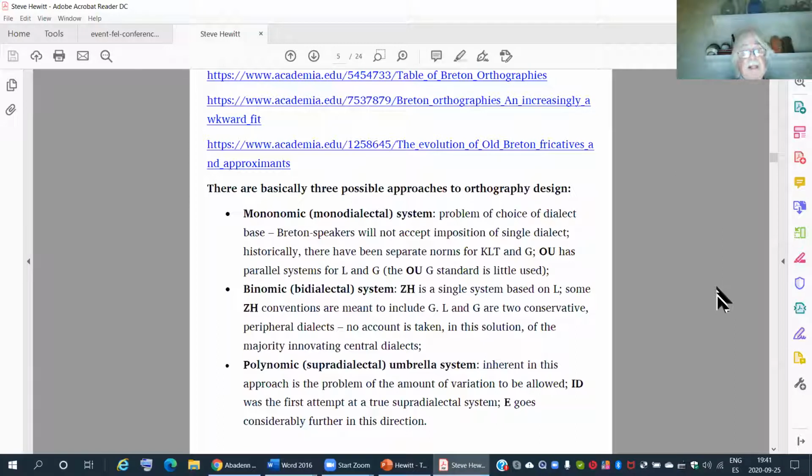Then there's a binomic, bidialectal system. ZH is basically based on Leon in the Northwest, but some ZH conventions are meant to include Gwened in the Southeast. And again, no account is taken in that solution of the majority innovating central dialects. And then the third choice is a polynomic superdialectal umbrella system. One of the questions there is the amount of variation to be allowed. Unified Breton was the first attempt at a true superdialectal system, and my etymological orthography goes considerably further in that direction.